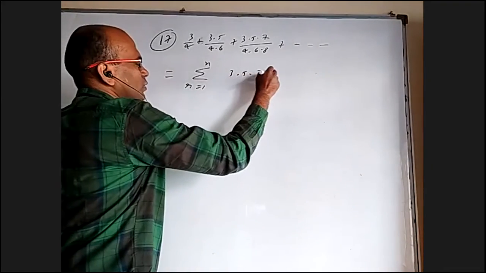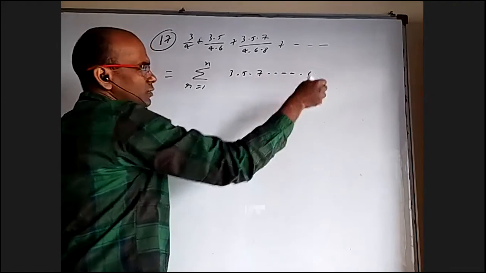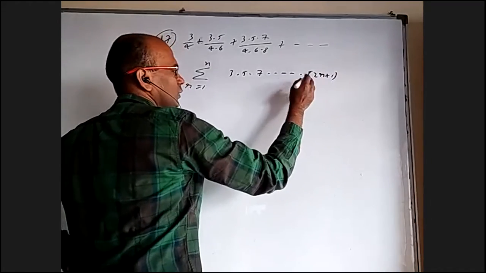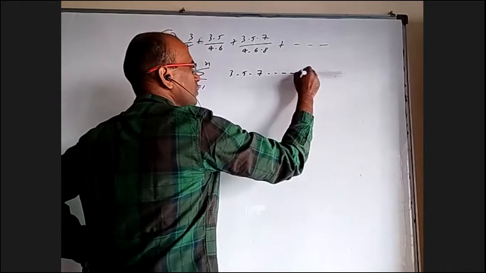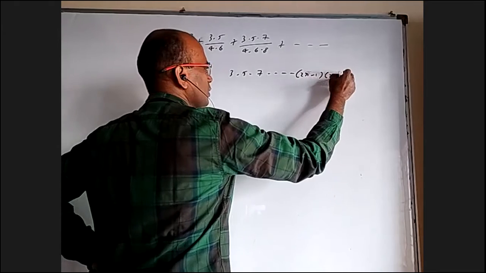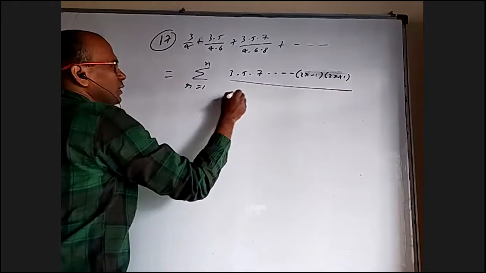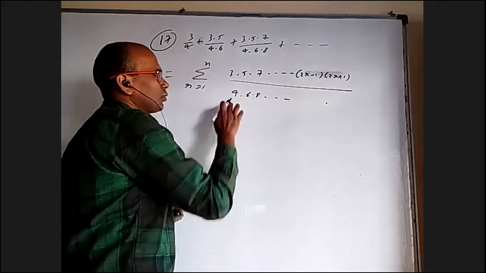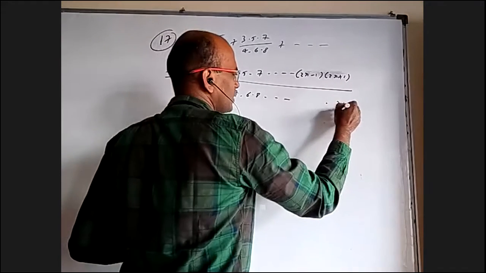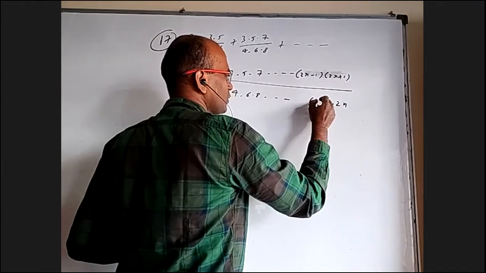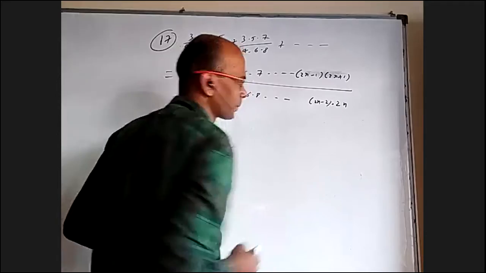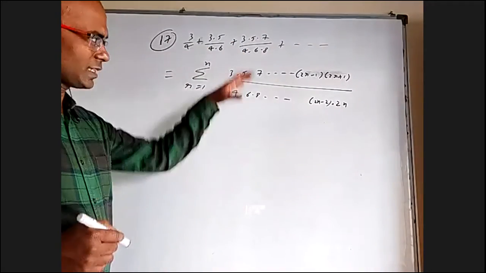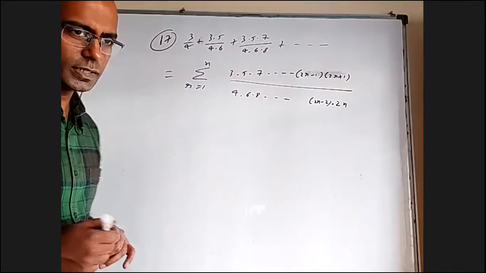3 into 5 into 7 up to 2r plus 1, and the previous term would have been 2r minus 1 into 2r plus 1. Denominator 4 into 6 into 8 and so on up to 2n, and before that it will be 2n minus 2. Is it okay? Yes. Basically, the model that we are going to discuss now is like this.